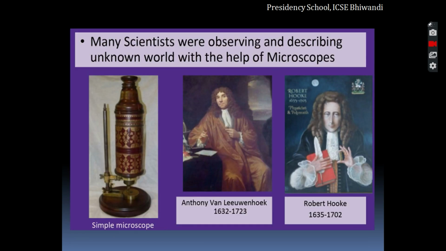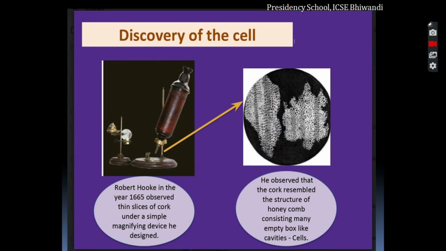There were many scientists observing and describing the unknown world with the help of microscopes. There was the simple microscope, the compound microscope, and scientists like Anton van Leeuwenhoek and Robert Hooke. How was the cell discovered? It was Robert Hooke who, in the year 1665, observed a thin slice of cork under a microscope. He observed that the cork resembled the structure of a honeycomb, consisting of many empty box-like cavities, which were called cells.